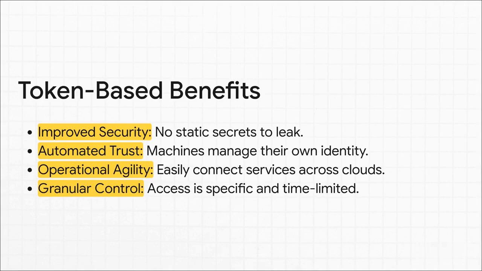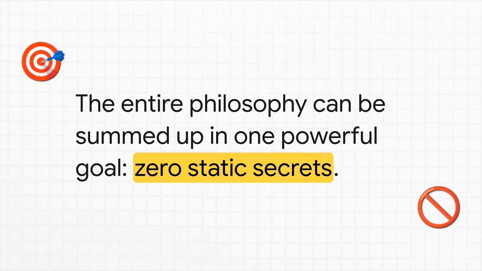The biggest one, of course, is a massive leap in security. You've got zero static secrets just sitting around waiting to be leaked or stolen. It's a game changer. Plus, the whole thing is automated. Machines handle their own identities and trust negotiations. You know what that means for developers? Incredible speed and agility, because they're not stuck managing complicated credentials. And on top of all that, you get this amazing fine-grained control. Access is only granted for a specific task and for a super short period of time. Nothing more, nothing less.